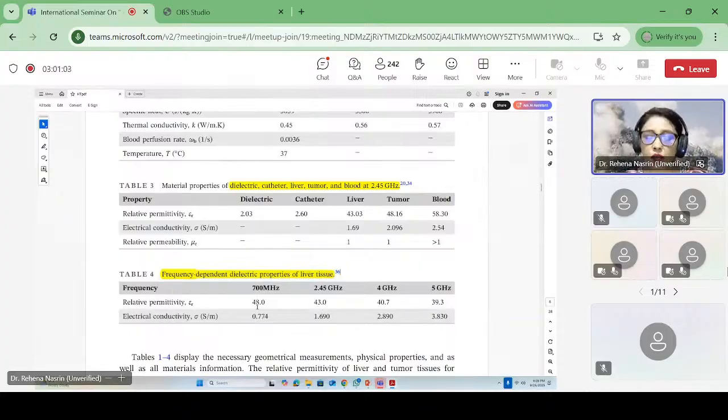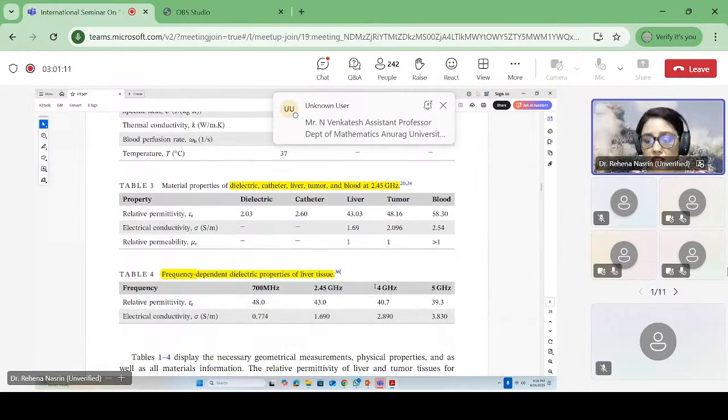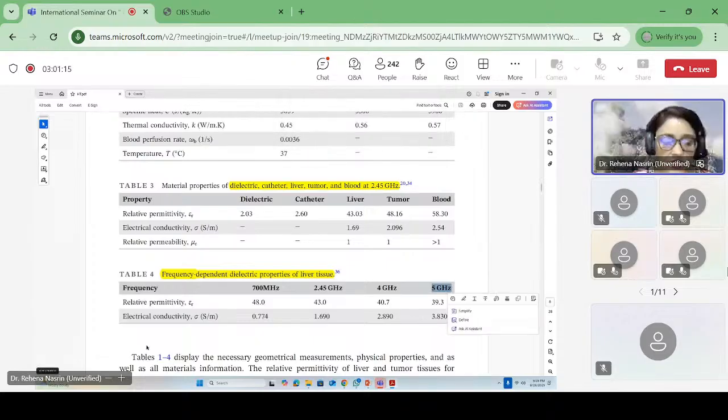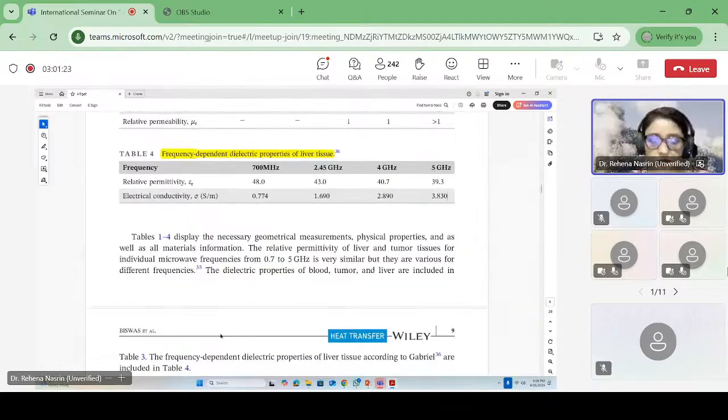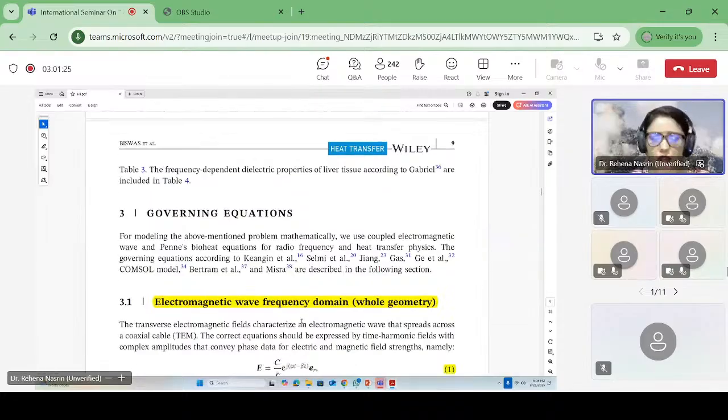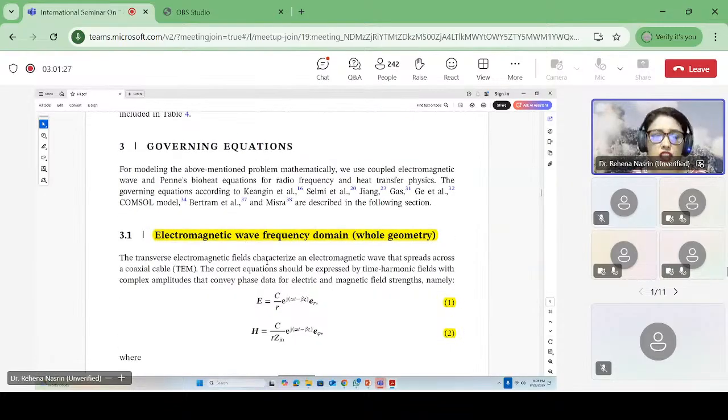We consider 4 types of frequency: 700 megahertz, 2.45 gigahertz, 4 gigahertz, and as well as 5 gigahertz. And then our liver tissue properties change, and these are the properties. So all these properties we use, and the governing equations.